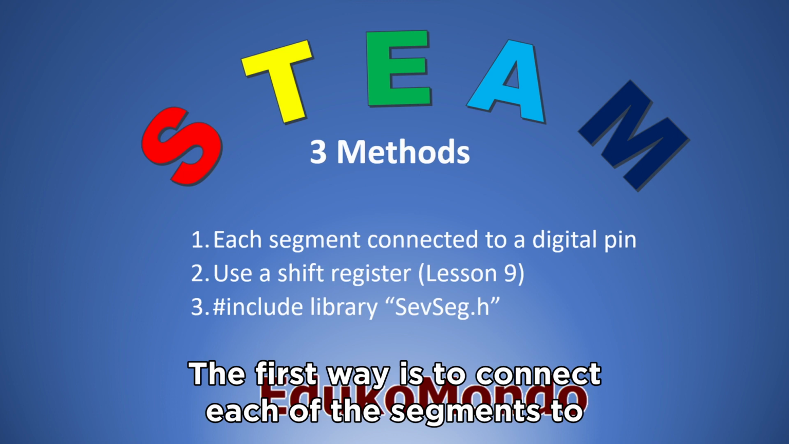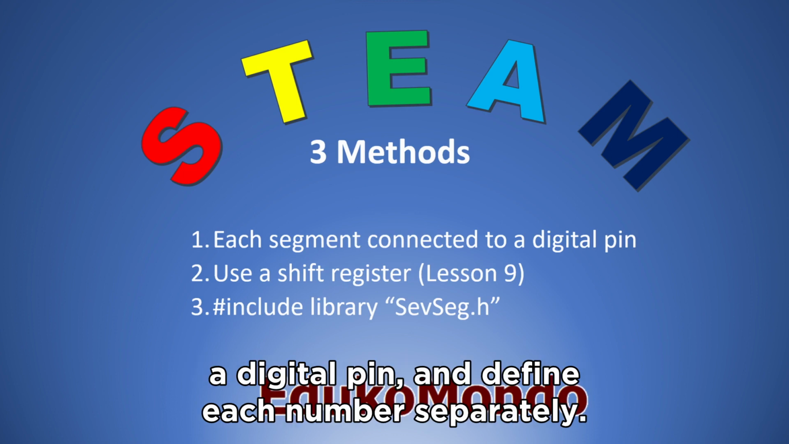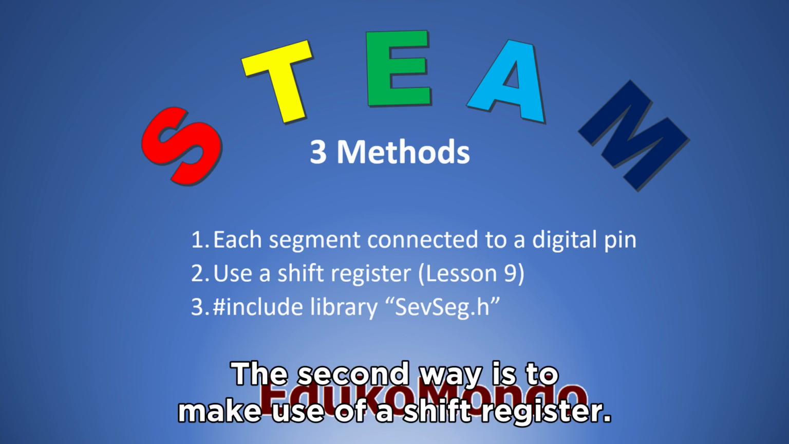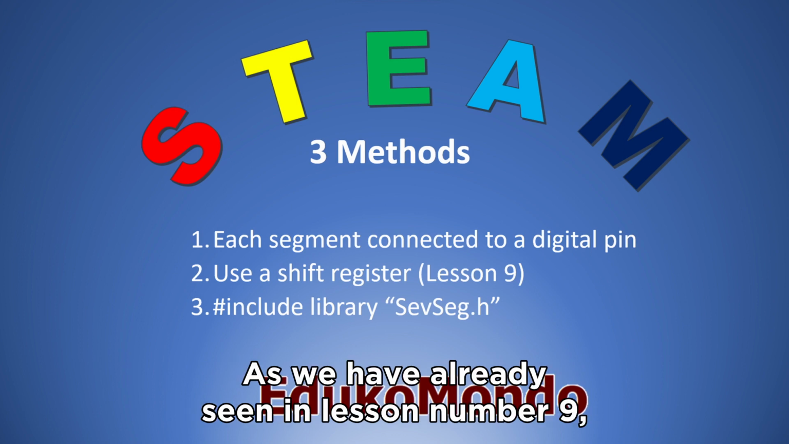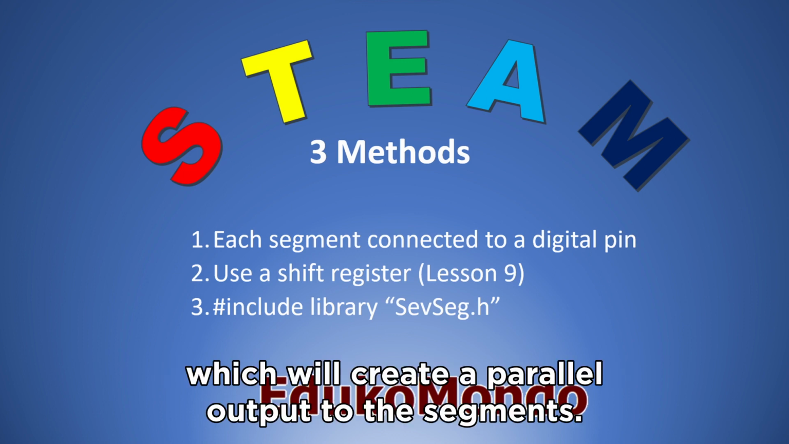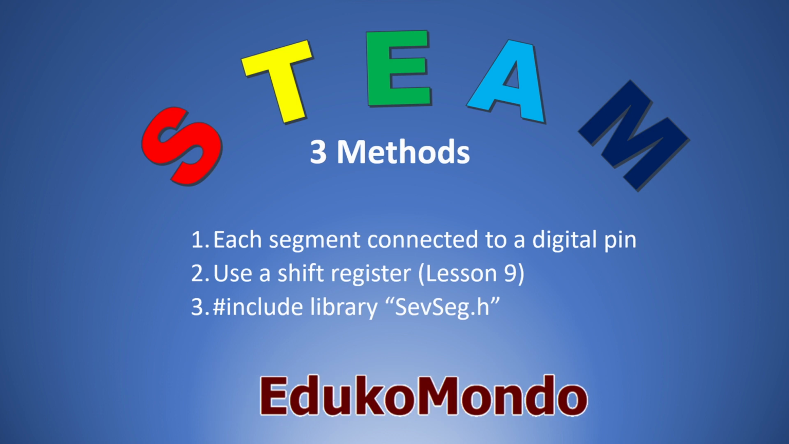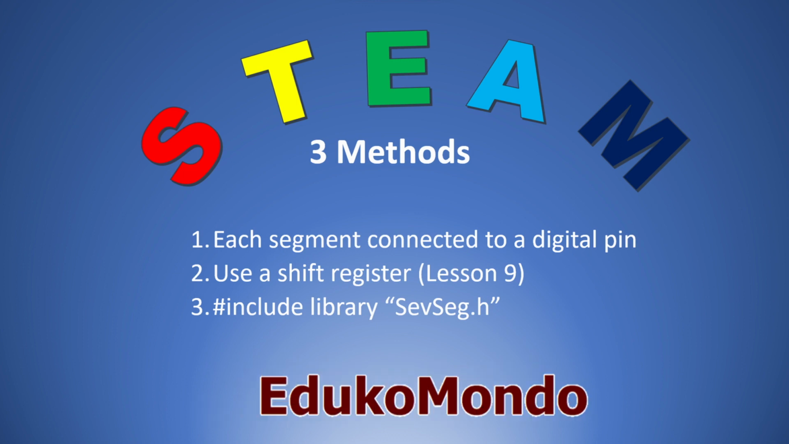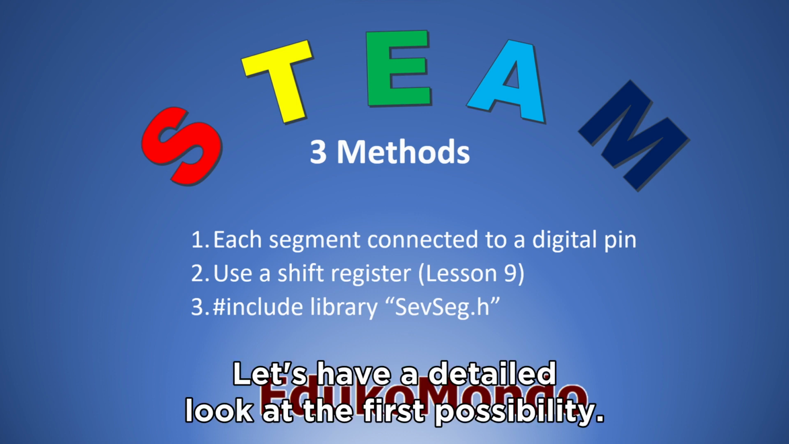The first way is to connect each of the segments to a digital pin and define each number separately. The second way is to make use of a shift register, as we have already seen in lesson number 9, the laser bar. We will send a series of zeros and ones to the shift register, which will create a parallel output to the segments. And the third way is to include a library called sevseg.h. Let's have a detailed look at the first possibility.